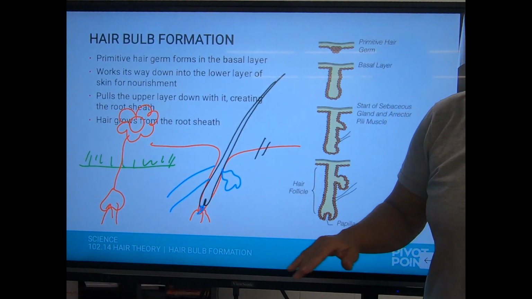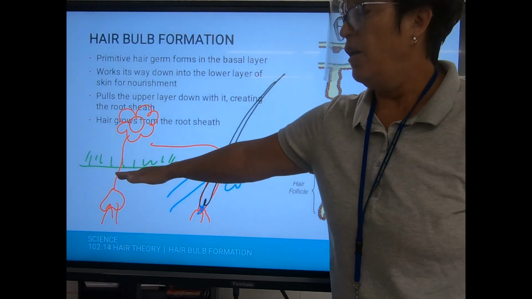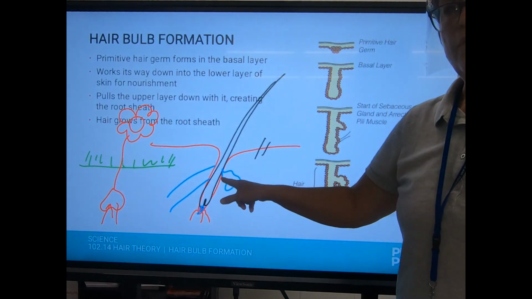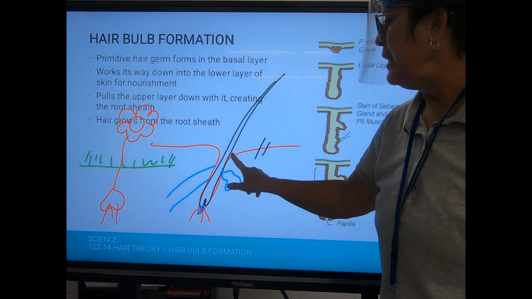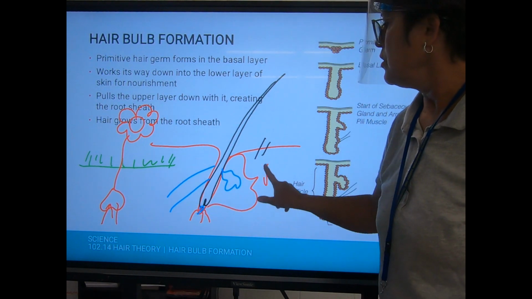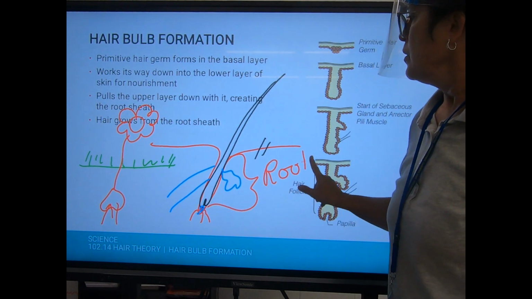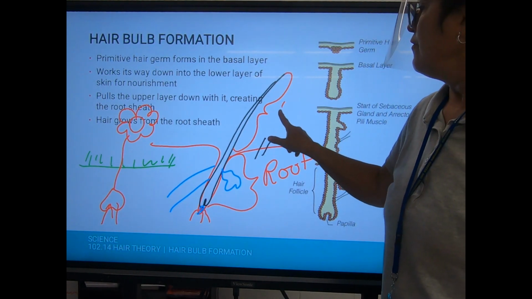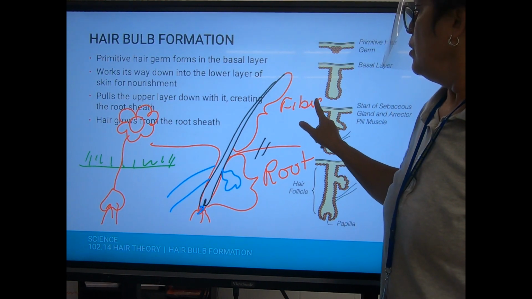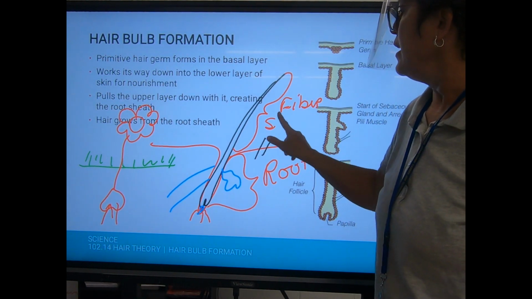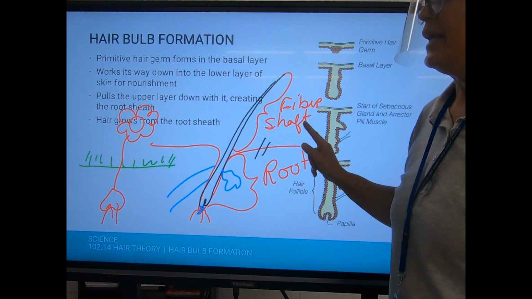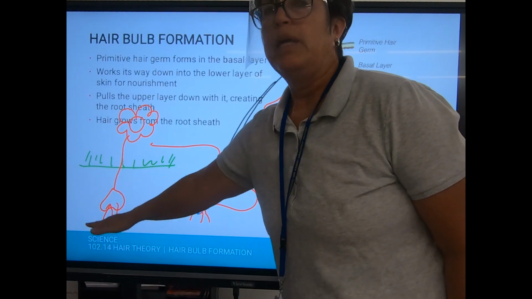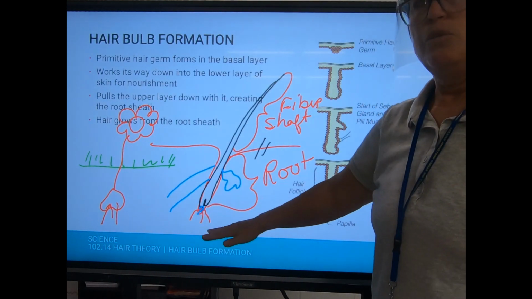Now, the part that we can't see of the flower is the root. The part of the hair that we can't see is the hair root. This is all the root. Okay, this is called the hair fiber or shaft, hair shaft. This is the part we can see. Okay, so just like the flower and the bulb, we can't see the roots of the hair.